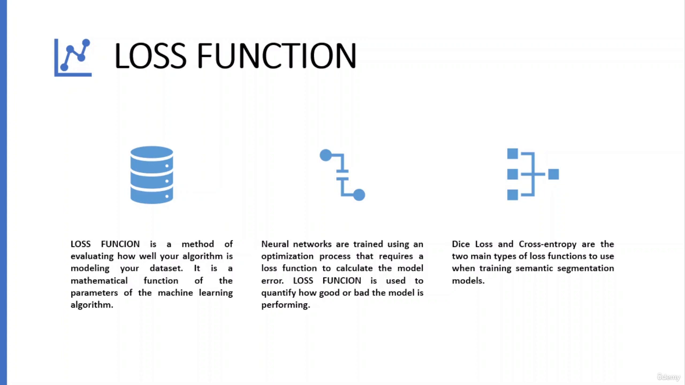So, loss function is a method of evaluating how well your algorithm is modeling your dataset. Neural networks are trained using an optimization process that requires a loss function to calculate the model error. Loss function is used to quantify how good or how bad the model is performing. Dice loss and cross entropy are the two main types of loss functions to use when training a segmentation model.